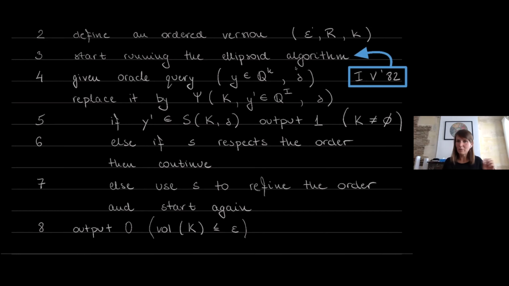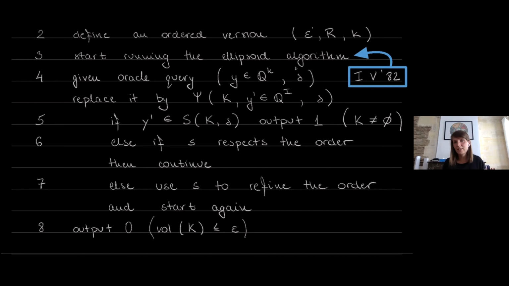The other option, I will get into the details of this, but somehow it is not very clear what it means that it respects the order that we defined at the beginning, but it will become clearer in a moment. So either the answer of the oracle respects the order that we defined so far, and then we can move on and continue, or if it does not respect the order, then we can use this vector in the output to refine the order and start from the very beginning.